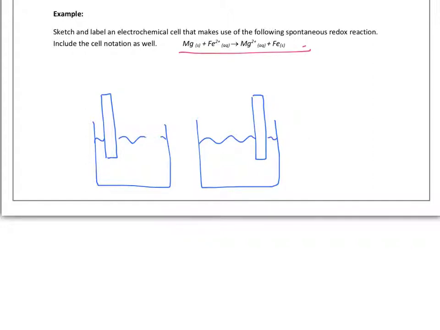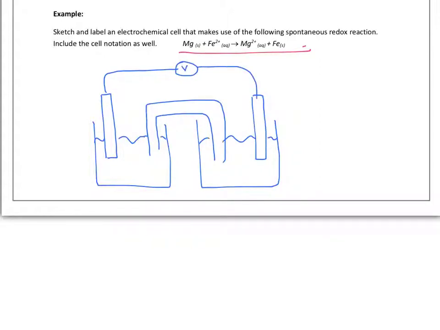There's also a salt bridge that dips down into solution as well. Then these two electrodes are connected with a wire that's hooked up to a voltmeter so we can measure how much electricity is actually produced. I'm going to label this one the anode and this one the cathode, but you could do it in the reverse, it doesn't matter.